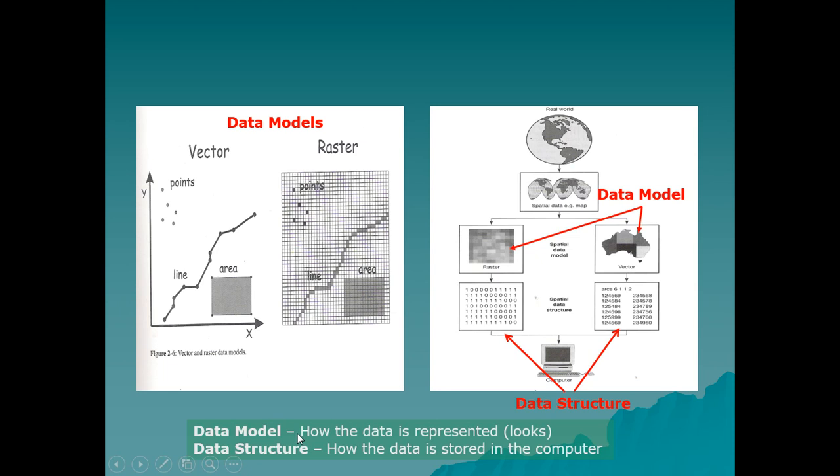So in summary, the data model is how the data is represented, for example, how it looks. So that would be raster or vector. And your data structure is how the data is stored on the computer.